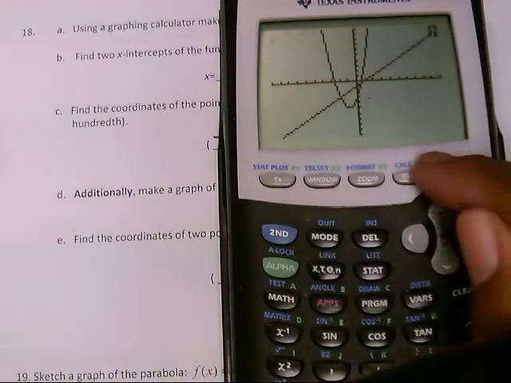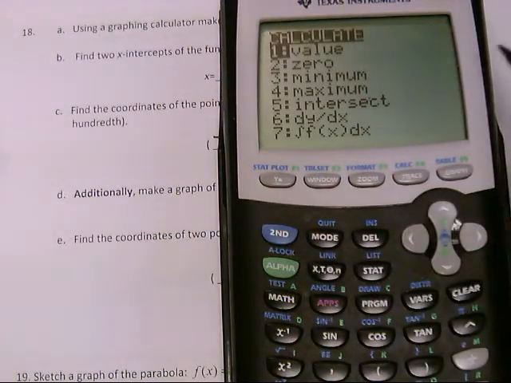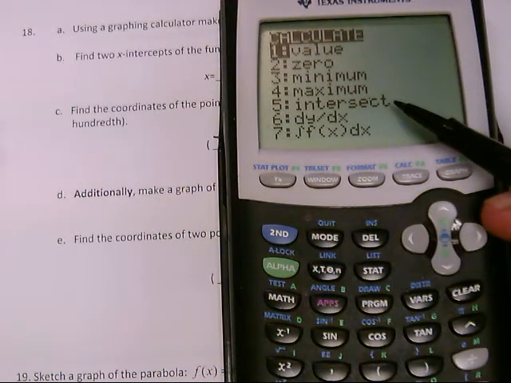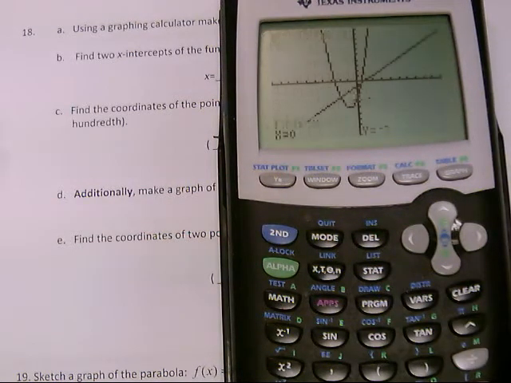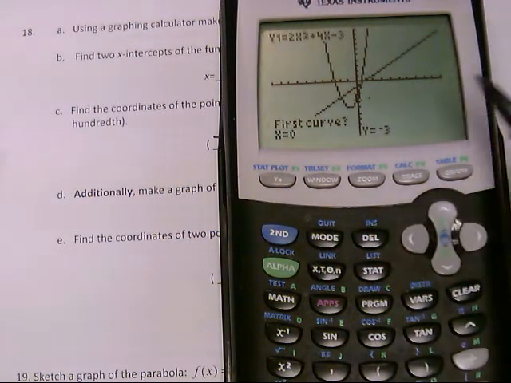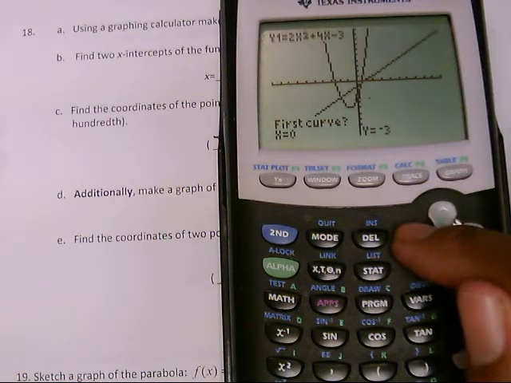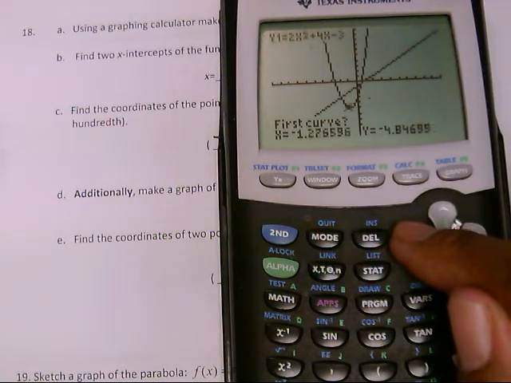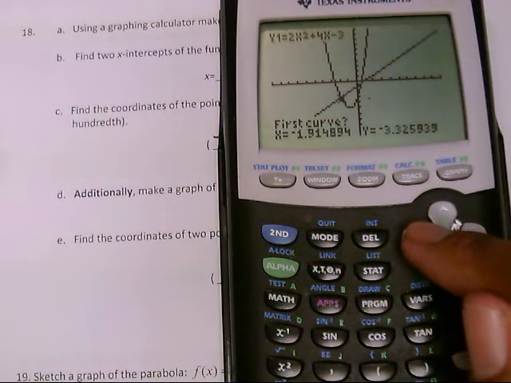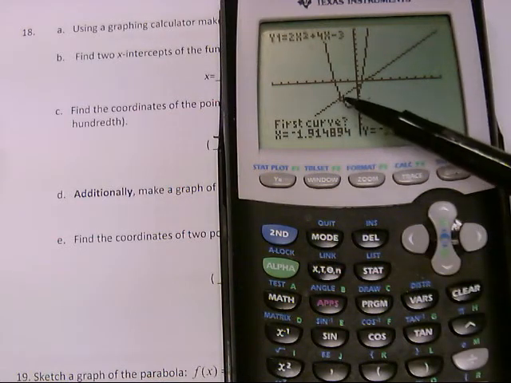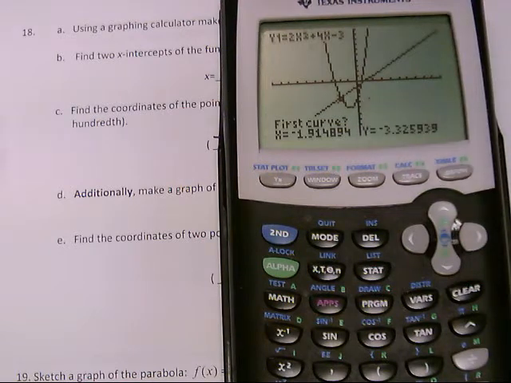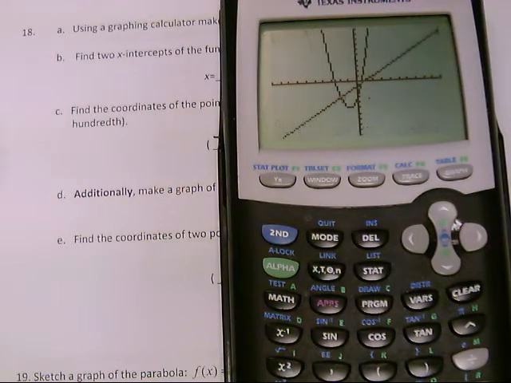To do that, we're going to press second and then trace for the calculate menu. We're going to select menu item number 5 for the intersect. Now, it should say first curve. What we want to do here is use our left arrow key to put the blinking cursor as close as we can on top of that first point of intersection, like I have here. And then after that, you're going to press enter 3 times. 1, 2, 3.